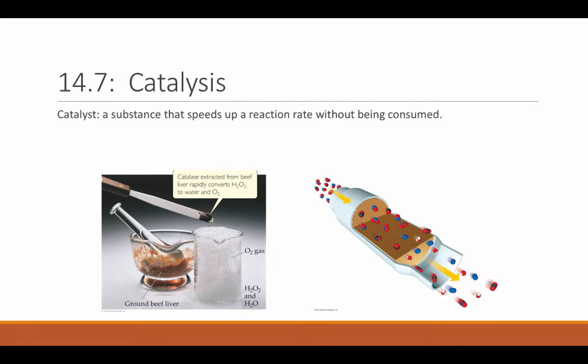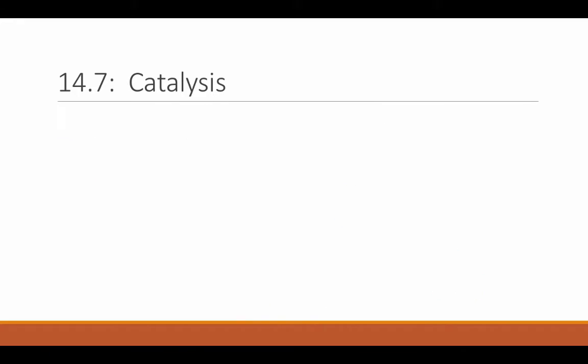A catalyst is a substance that speeds up a reaction rate without being consumed. In other words, it's not a reactant or a product. It's there at the start and it's there at the end, but it serves to speed up the reaction. It does this by lowering the activation energy. There are two main types of catalysts.